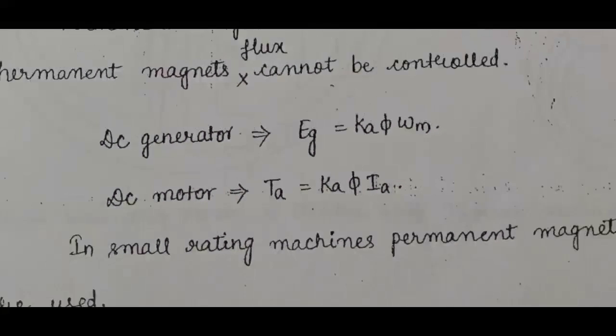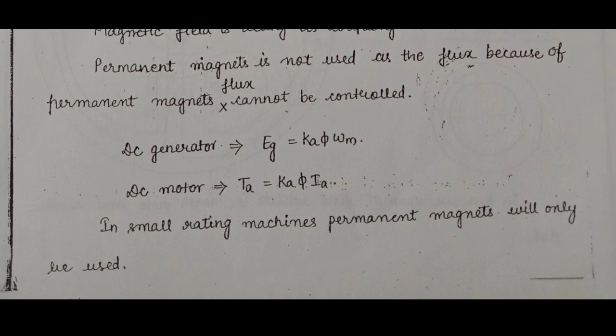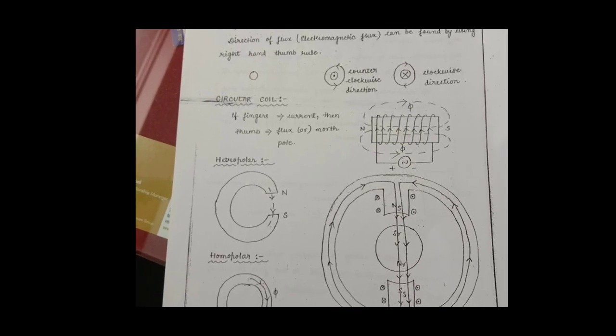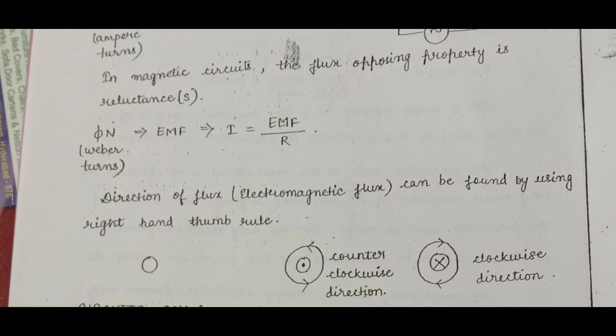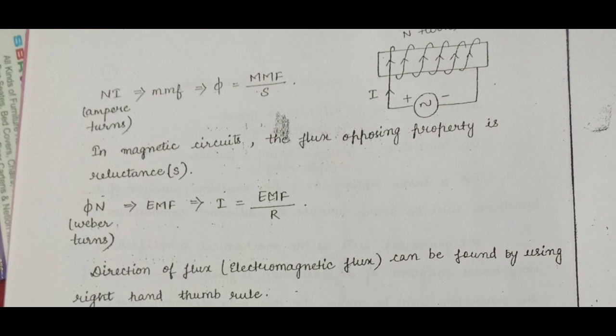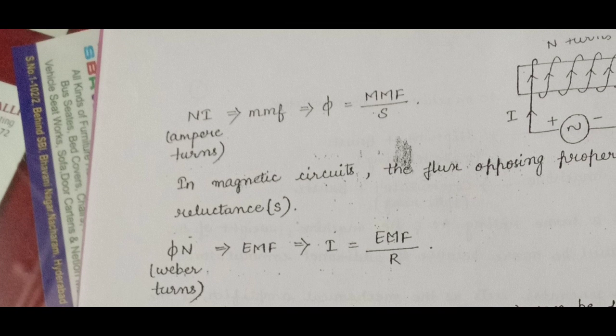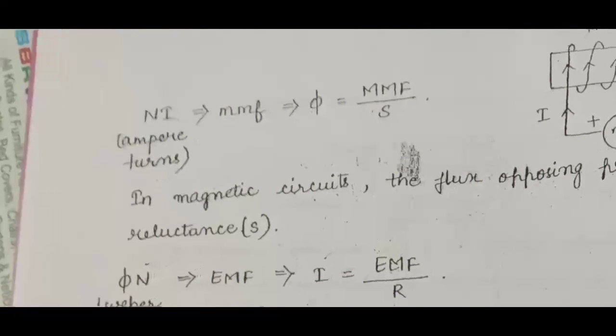In small rating machines, permanent magnets are used, but in large rating machines, electromagnets are used. Here Ni means ampere turns. Ni equals MMF. Flux equals MMF divided by S, where S means reluctance.